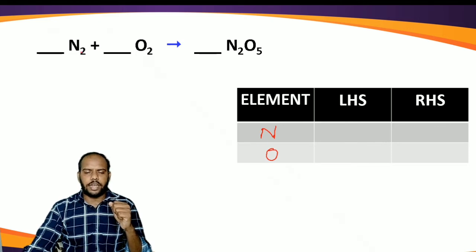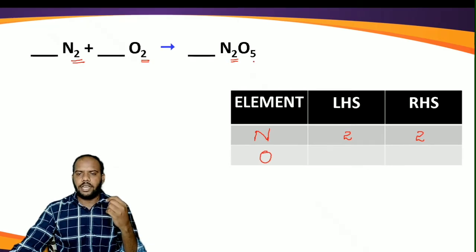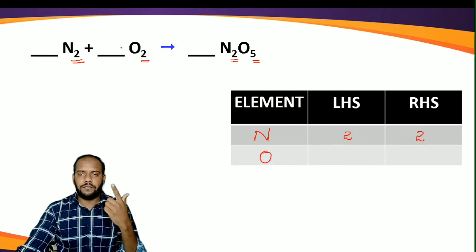Now look at the left hand side. Here how many nitrogen are present? 2 nitrogen. Here also how many nitrogen? 2 nitrogen. So nitrogen is balanced. Now we look at oxygen. Here how many oxygen? 2 oxygen. Here how many oxygen? 5 oxygen. So now what is possible here? For that purpose, what do we want to do? You divide. Total how many here? 5. So 5 divided by 2.